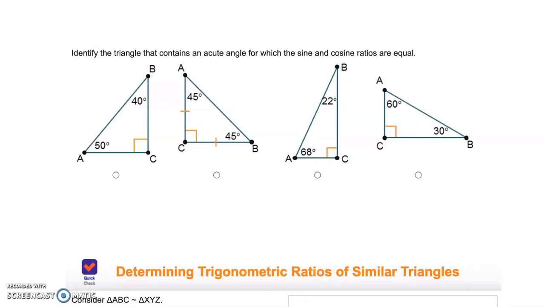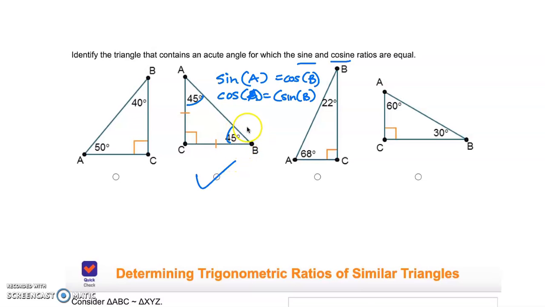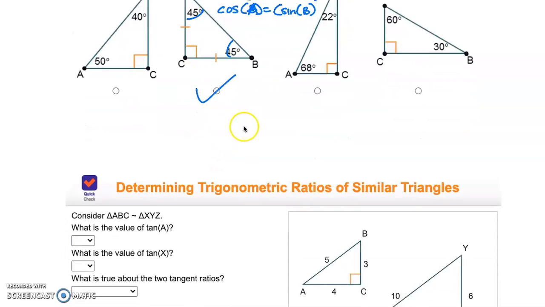Okay, based on what we know about cofunctions, I want you to take a look at this. Which triangle has an acute angle for which sine and cosine ratios are equal? So that means that if the sine and cosine ratios are equal, then, for example, the sine of A has to equal the cosine of B, and the cosine of A has to equal the sine of B. And which does that work for? Well, that only works if we have equal angles here. So this is one of our special right triangles that makes those always equal.